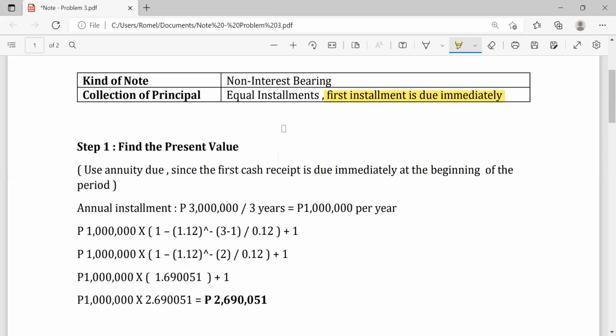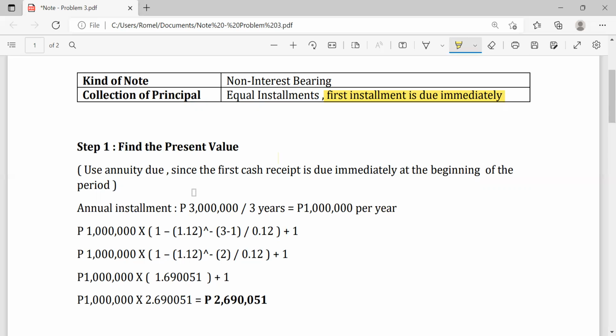Equal installment siya. So this is an installment collection. Every year, we are expected to receive a part of the principal. And equal installments Kasi equal ang natatanggap natin every year. So for every year, matatanggap natin 1 million pesos. So because of that, we will be using annuity. To be more specific, we will be using the annuity due. Hindi ang ordinary annuity. Ang gagamitin natin dito, annuity due.